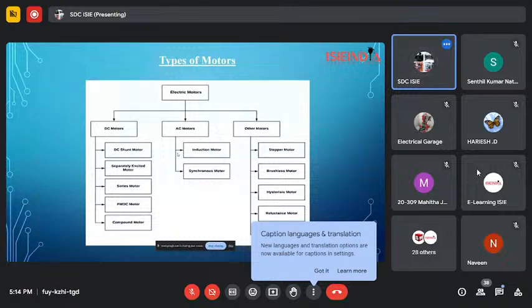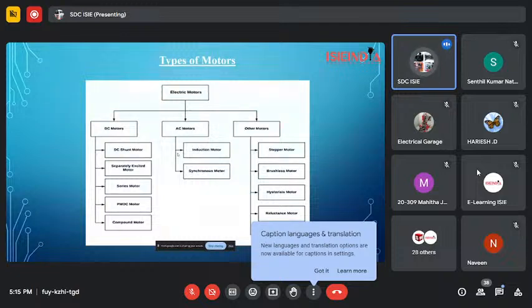Brushless motor. The brushless motor is mostly used in electric two-wheelers. Here we are using a brushless DC motor, where the rotor is made up of permanent magnets. We are going to see that brushless DC motor in detail in the further slides. Again, there are the hysteresis motor, reluctance motor and universal motor.